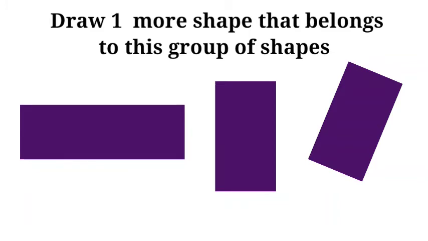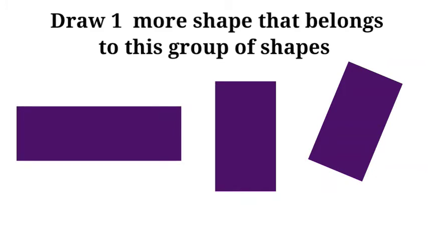So look, draw one more shape that belongs to this group of shapes. Now I will show the picture. You have to write in your notebook. This is the picture. Okay, draw one more shape that belongs to this group of shapes. Another shape also you have to draw. All the three pictures are rectangle pictures only. Now you have to draw one more rectangle and color that picture.